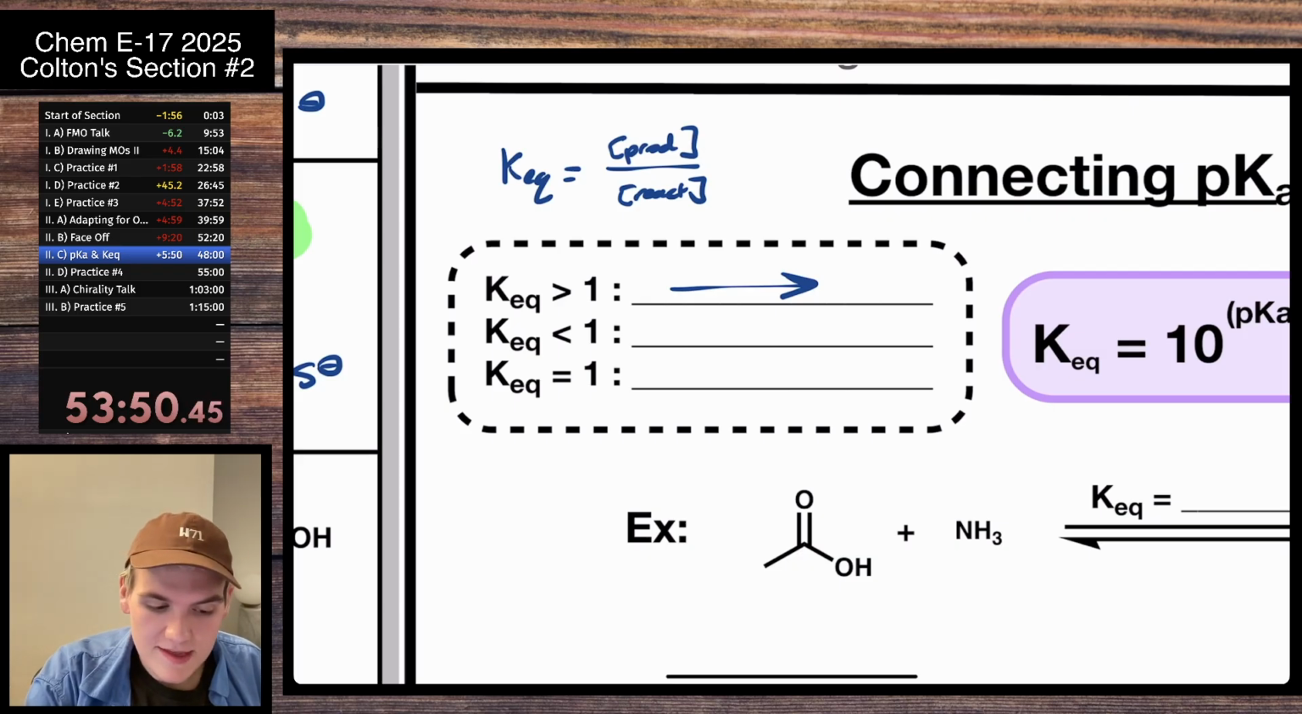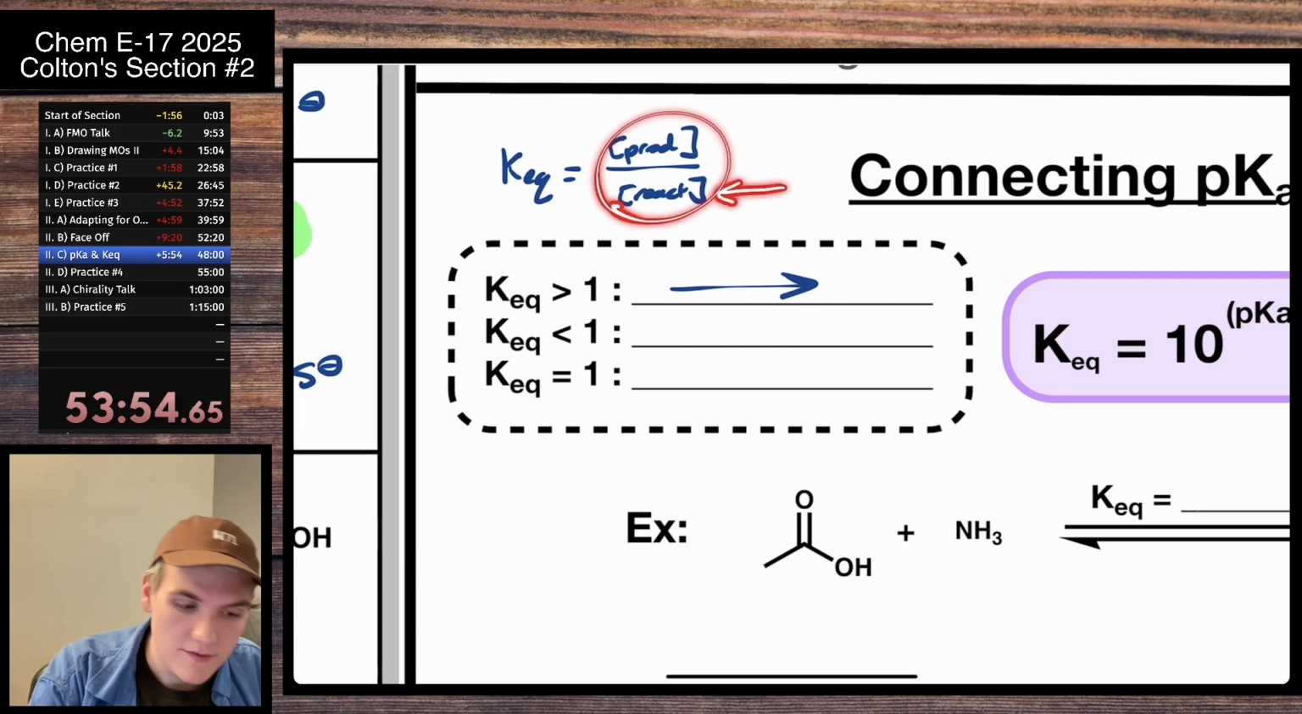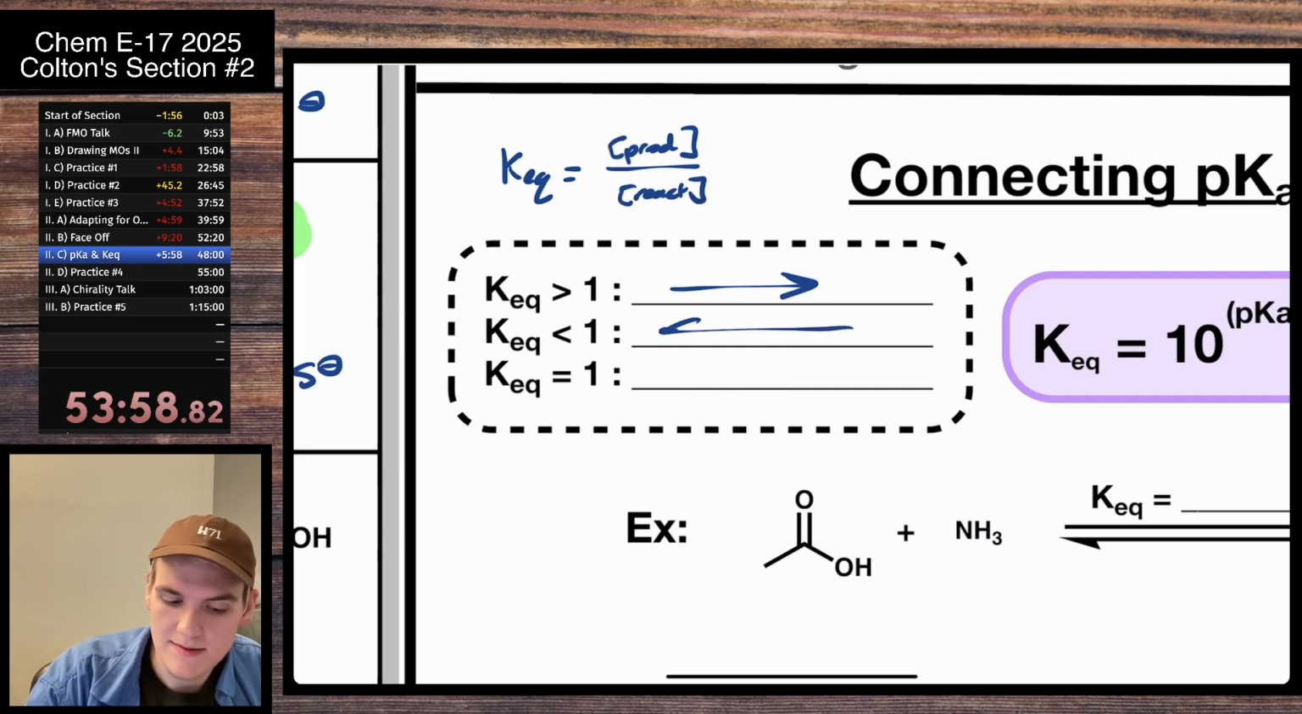Whereas if this fraction is less than 1, it means the denominator is bigger. That means that we have more reactants at equilibrium than products, so we're favoring this way. And then if K equals 1, it's not favored either way. So it's equal product and reactant.